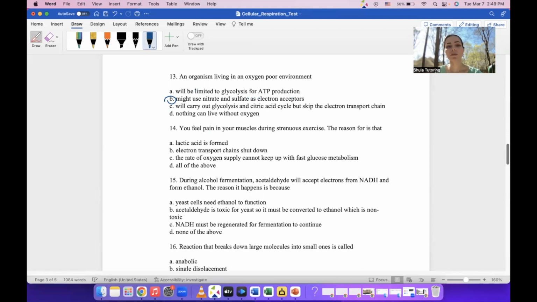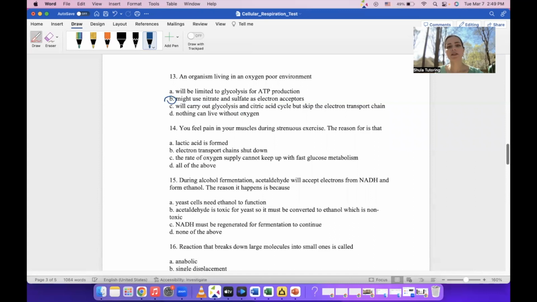That's not true. There are other chemicals that could be used as electron acceptors, even though they're not so efficient. So those organisms might not generate as much energy. So they won't necessarily be able to grow very big or produce very efficiently, but they will carry out this process nonetheless.